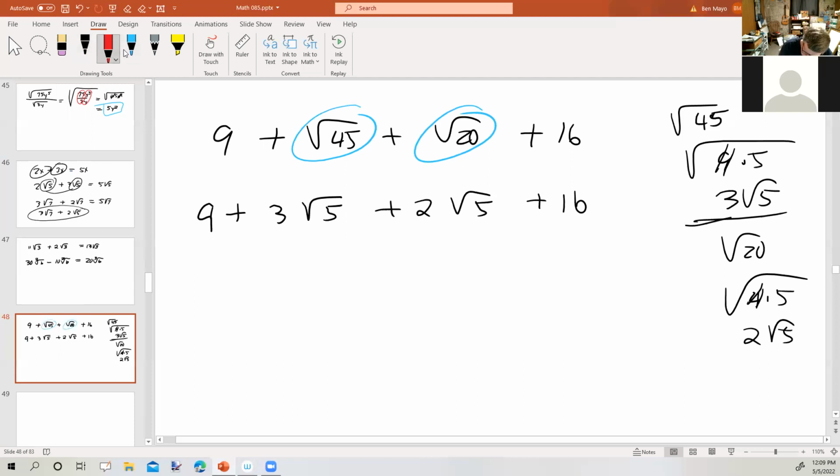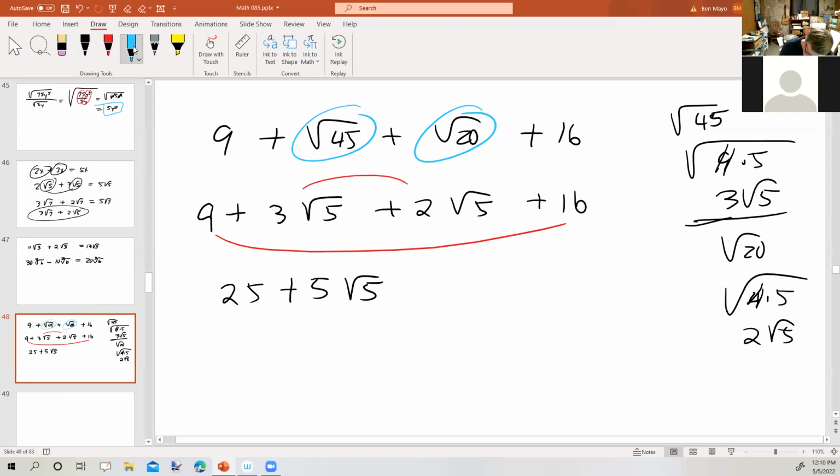So now I've got 9 plus 16 is 25 plus 3 square roots of 5 plus 2 square roots of 5, which is 5 square roots of 5. And I can't combine the 25 and the 5 square roots of 5, but I can go that far with it. So the key here: simplify each radical first and then combine the like radicals. We good? Yes.